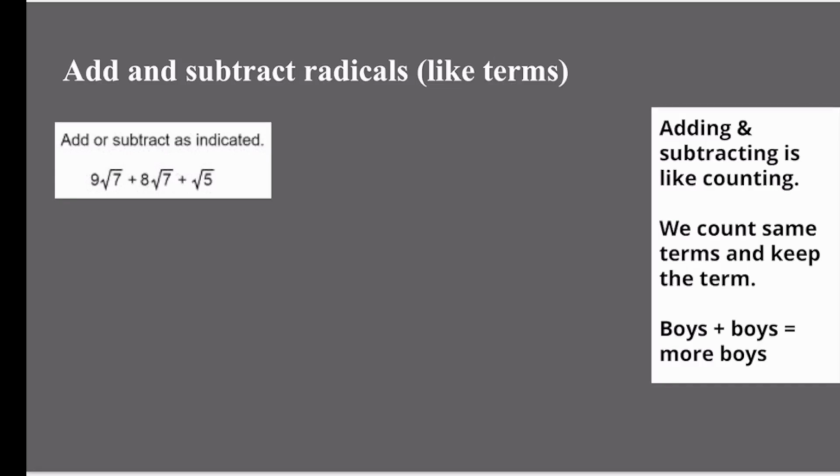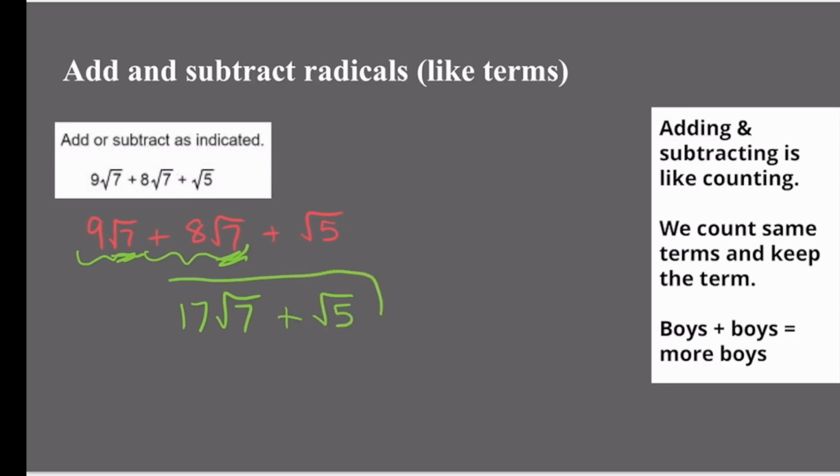We need like radicals. So we have 9 radical 7 plus 8 radical 7 plus radical 5. These first two terms both have a radical 7, so I can add those together. 9 of these things plus 8 of these things give me 17 of these things. So 17 radical 7 plus radical 5. I cannot add radical 7 and radical 5 because they are not the same, so my answer is left like that.